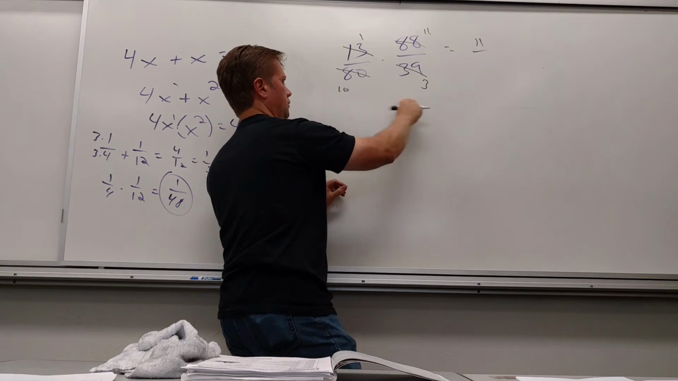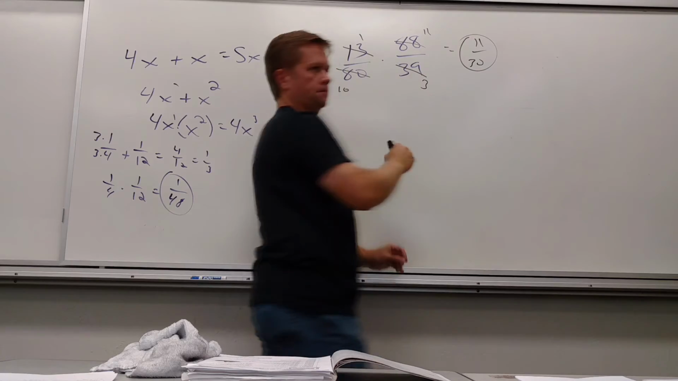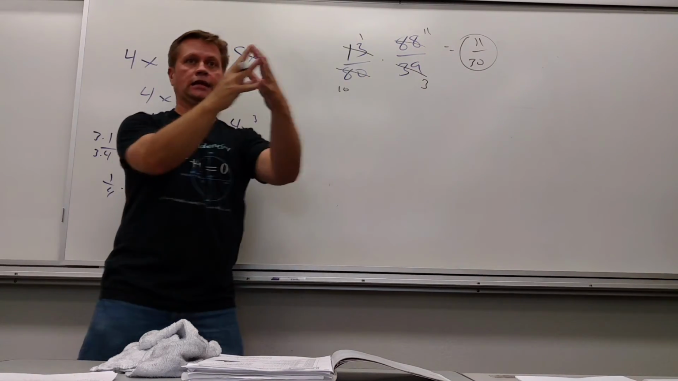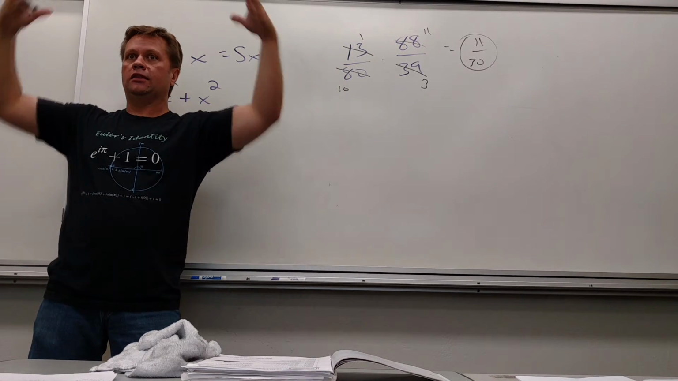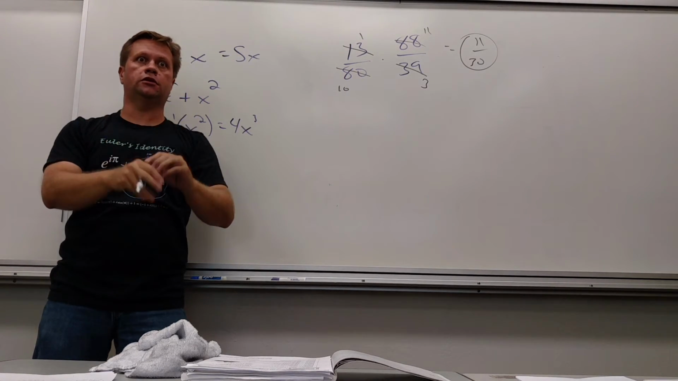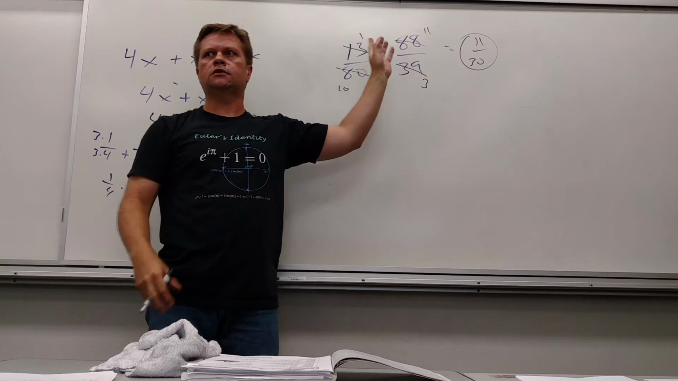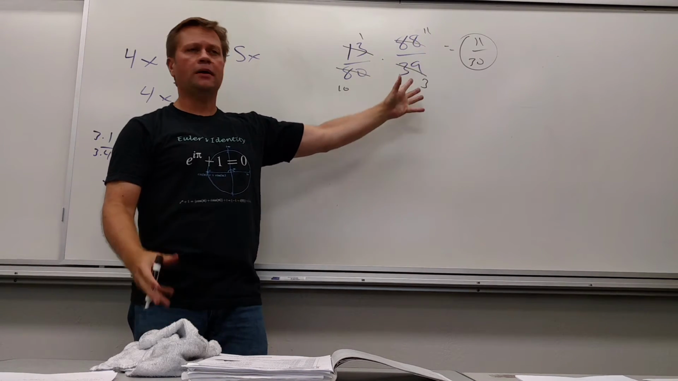11 over 30. Now if you did 13 times 88 and got that number, and then 80 times 39 and got that number, and then you have to reduce that, holy, that'll take you a while to get here, right? So it's not wrong, it's just this is a better way.